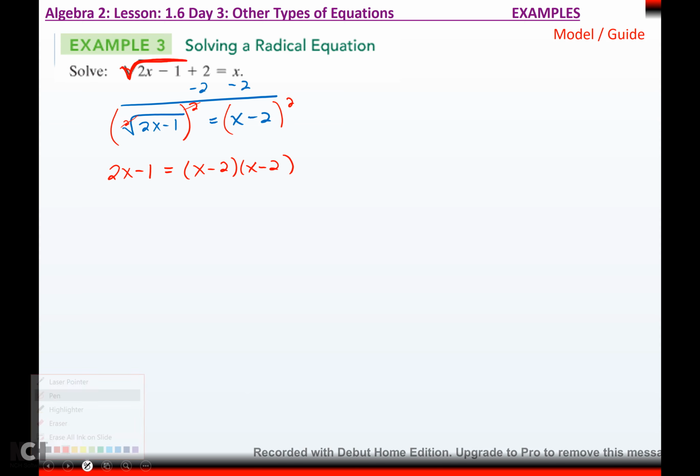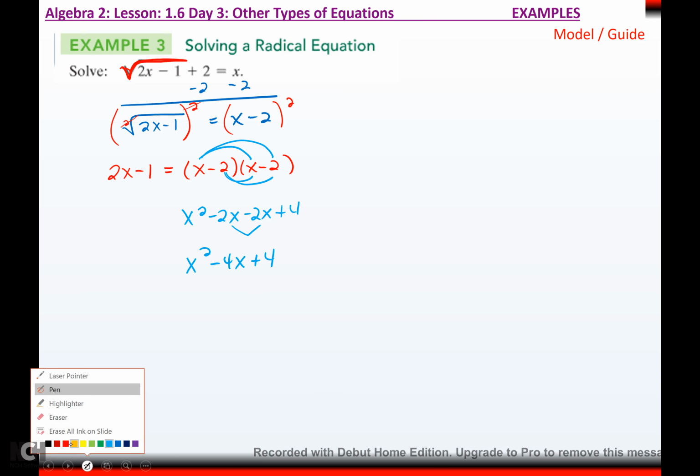So, x times x is x squared. x times negative 2 is negative 2x. Negative 2 times x is negative 2x. Negative 2 times negative 2 is positive 4. Combined like terms, I get x squared minus 4x plus 4. And that still equals, I haven't done anything to the other side, 2x minus 1.